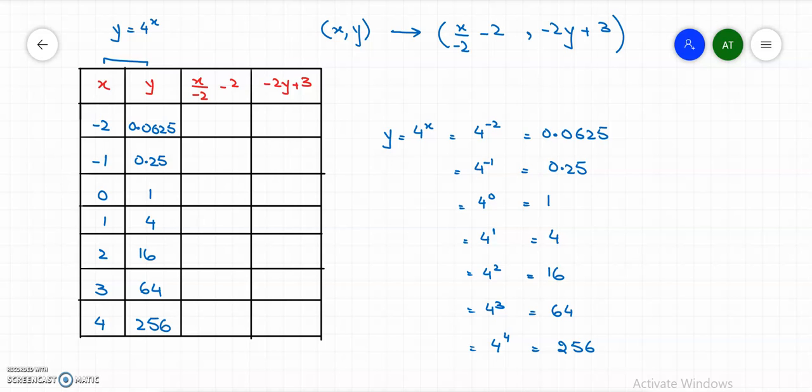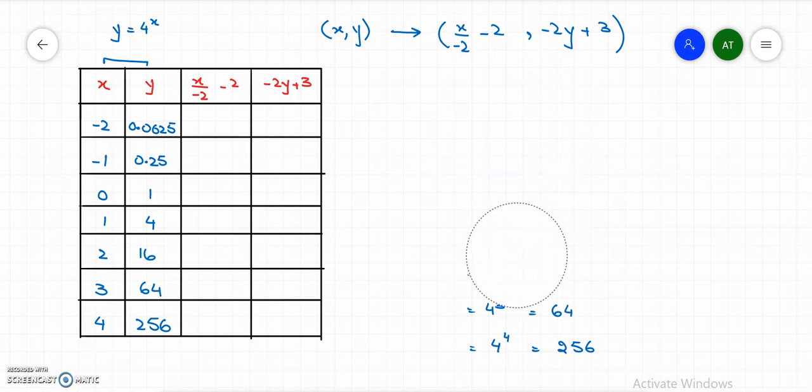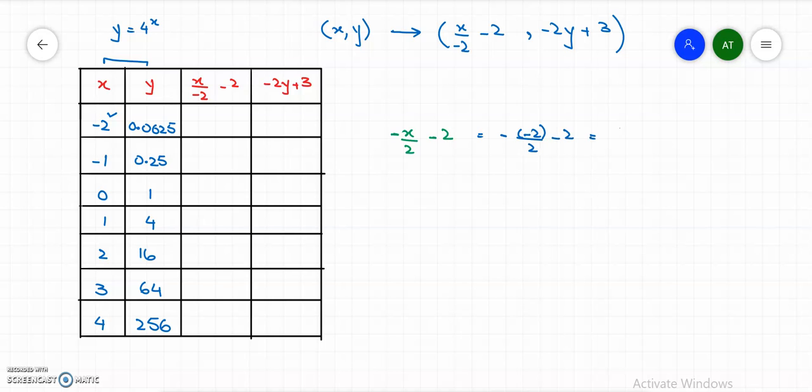Okay, now the last two columns deal with the transformed function. So now we have to take the value negative x divided by 2, and then minus 2. We need to substitute the x values one by one to fill the third column. The first x value is negative 2. So we have negative of negative 2 divided by 2, and then minus 2. So here we have 2 divided by 2, minus 2. So we have 1 minus 2, that equals negative 1.